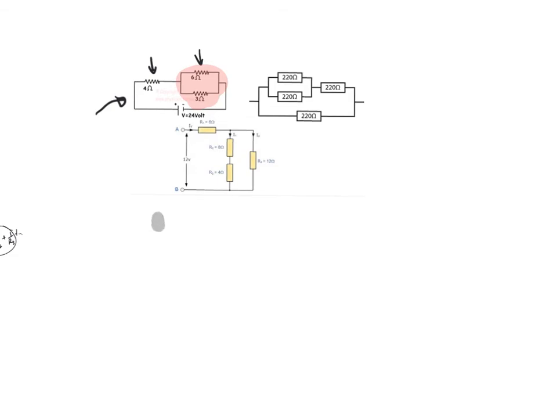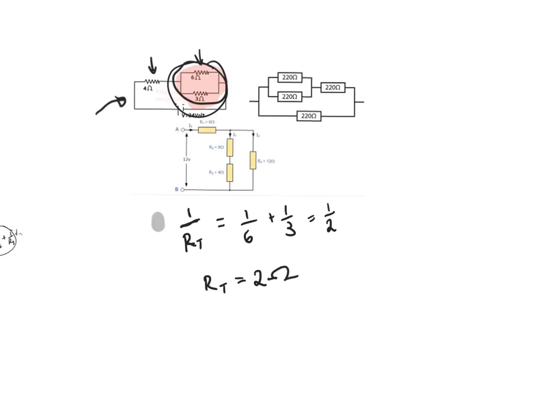So the total resistance of this combination here will be 1 over 6 plus 1 over 3. If you do that in your calculator, this gives you a half as an answer, but that's equal to 1 over R total, which means you need to flip the expression upside down. So R total is equal to 2 ohms. So the total resistance of this parallel combination is less than the least resistance that it has. And now I can redraw the circuit.